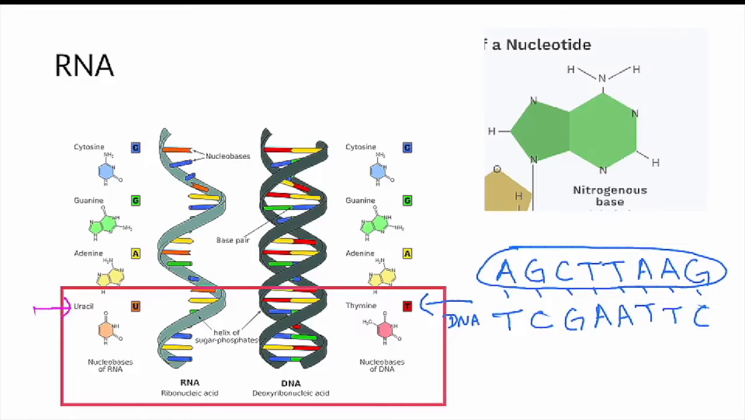So what's different between RNA and DNA? What's different is thymine gets replaced with uracil. So now what we need to do is just look for our T's. Instead of thymines, they're going to be U's. They're going to be uracils. That's the only thing that's going to be different in the complementary strand of DNA versus the complementary strand of RNA.